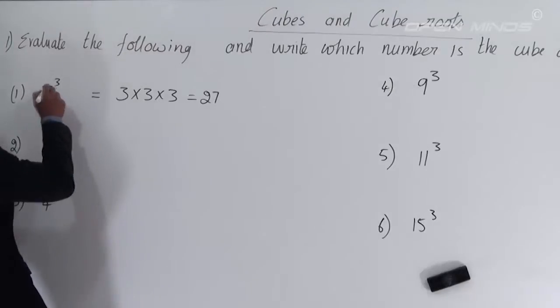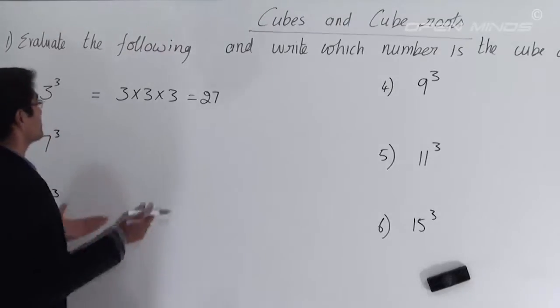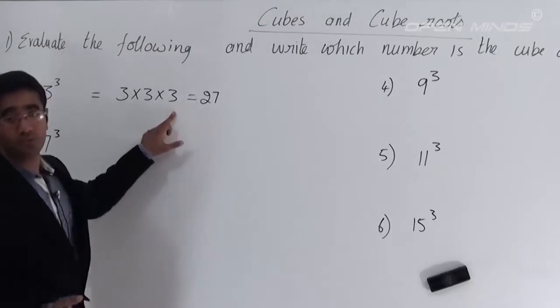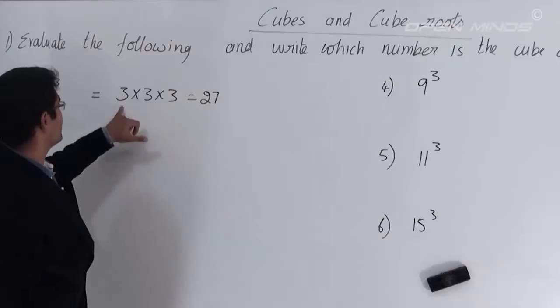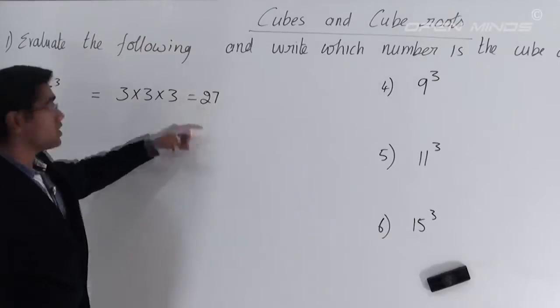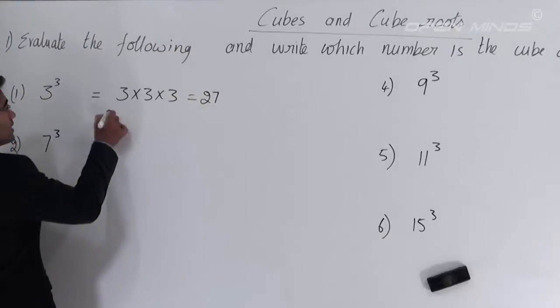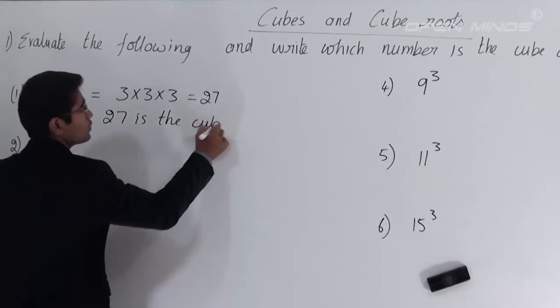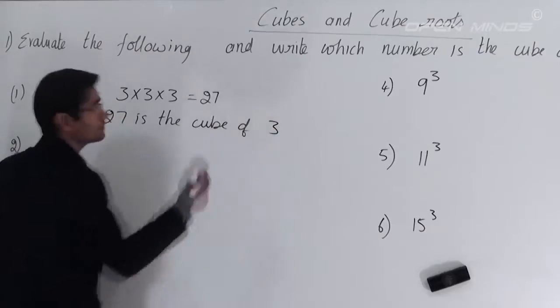When I write 3 cube, we know 3 cube can also be written as 3 into 3 into 3. I take 3 and multiply it 3 times. I get 3 into 3 into 3, that's 27. So how can I write this? I can just write 27 is the cube of 3. That is it, nothing much.